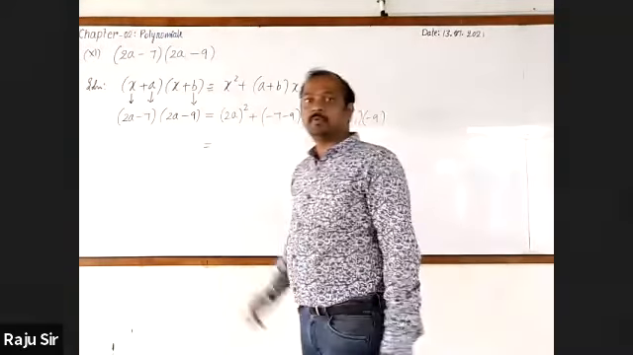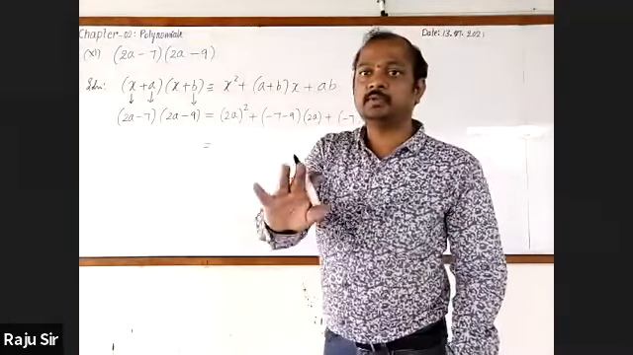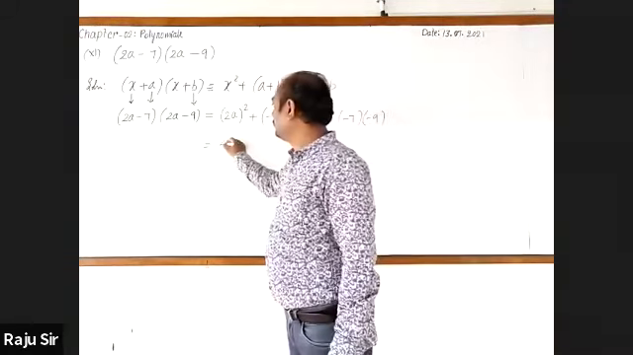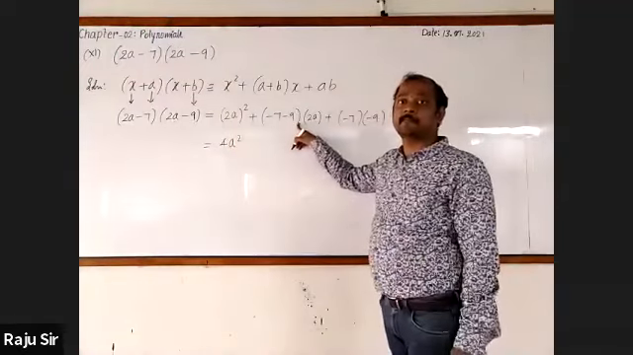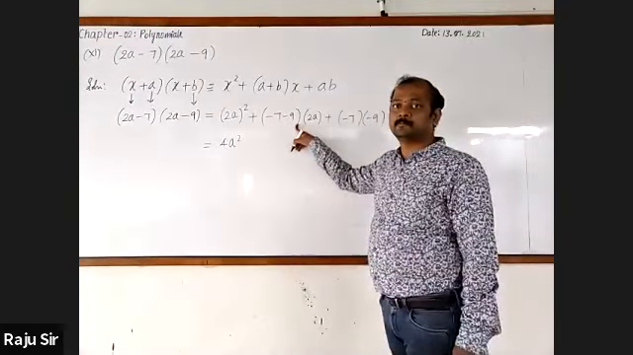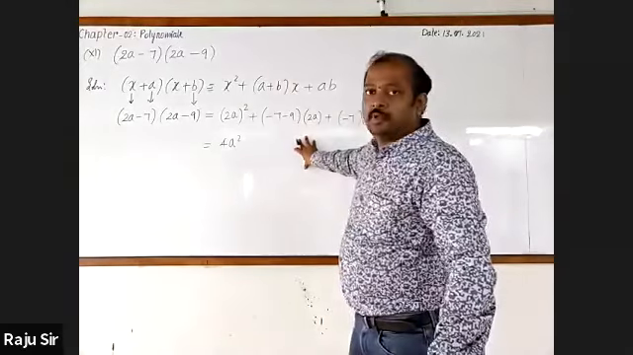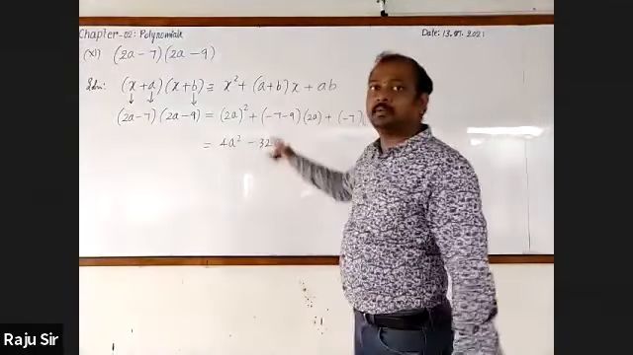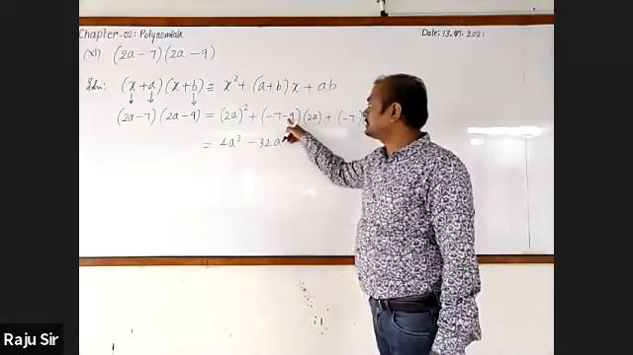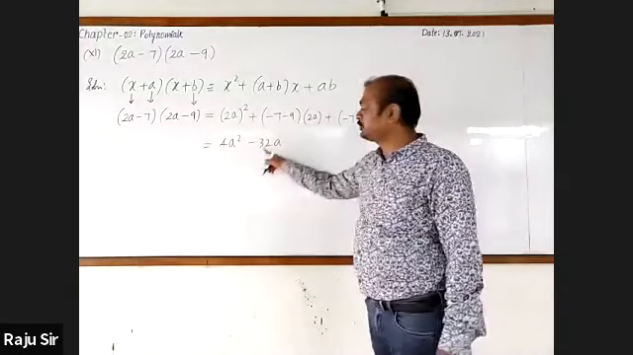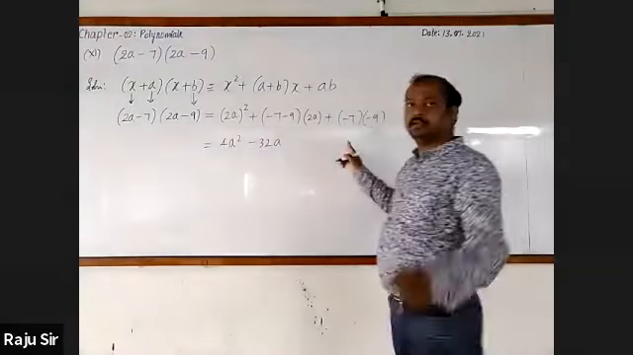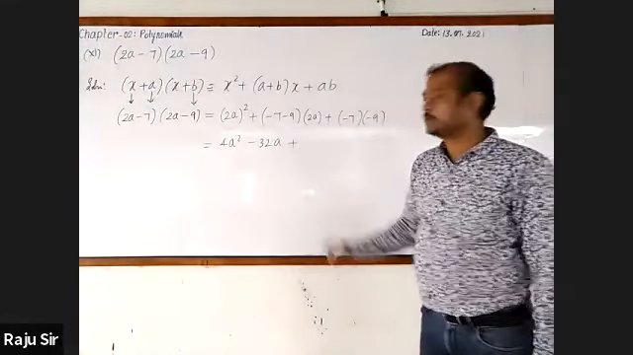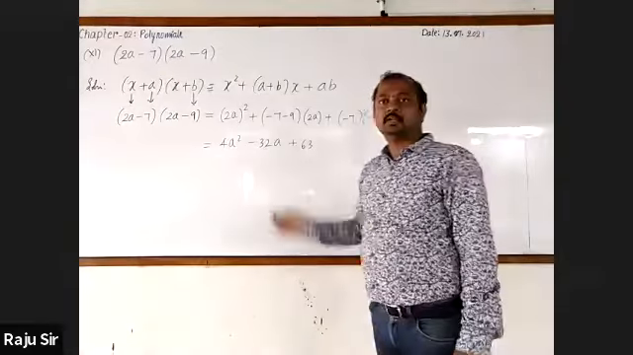Now you may go for simplifying each term. Samarth will tell. 4a square. Very good. And this plus is 16, minus 30, minus 30 into 16, minus 32a. The reason is minus 7 minus 9 is minus 16, minus 16 into 2 is minus 32 into a. Samarth, continue. 16. Yes. It's already in standard form.